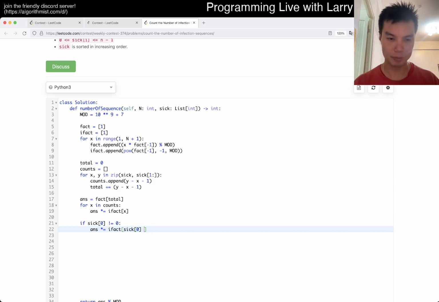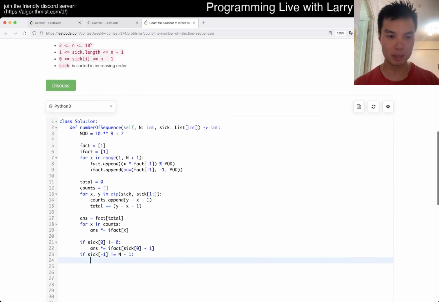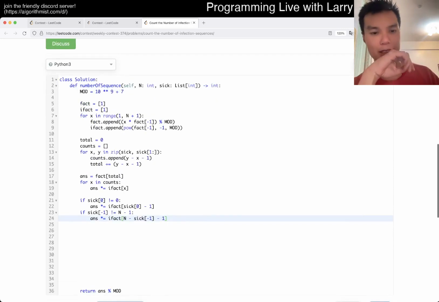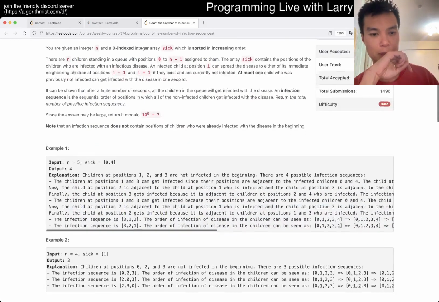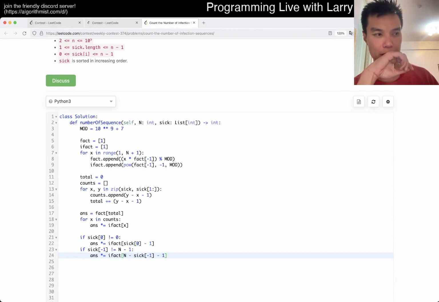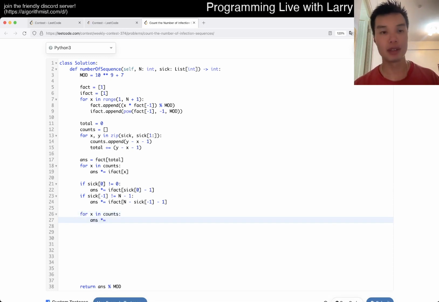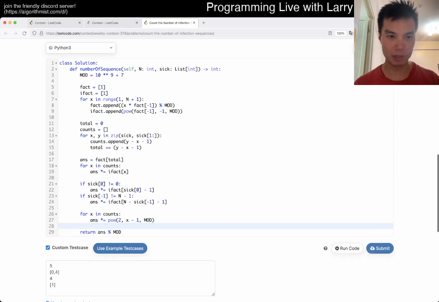Five. Yeah. And then if sec of the biggest number is n minus one, so this is right, if it is n minus 1, and this would be 0, it's n minus 2, and this would be 1, okay, I think that's right. You know what, and now I think that's it, and we might have to do some mods.